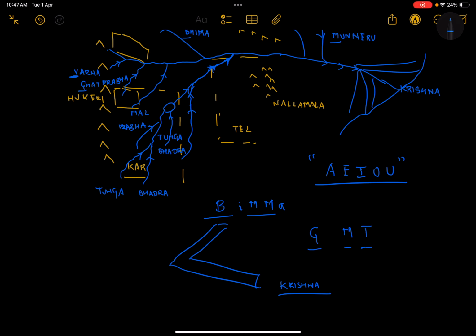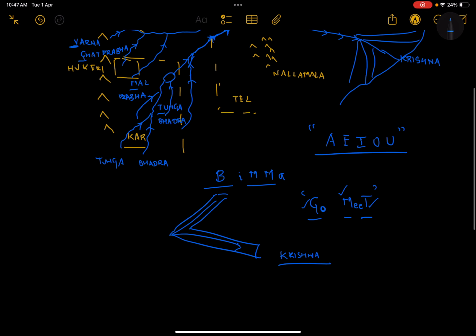The rivers are Ghataprabha, Malaprabha, and then finally Tungabhadra. What we're going to do is add vowels to make meaning of the story. So let's just say Bhima meets Krishna. That's all, and he's just going to cross the V-shaped bridge, where G stands for Ghataprabha, M stands for Malaprabha, and T stands for Tungabhadra. I believe now you have guessed it correctly.